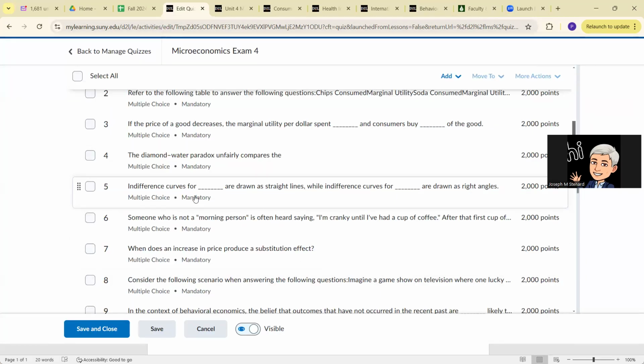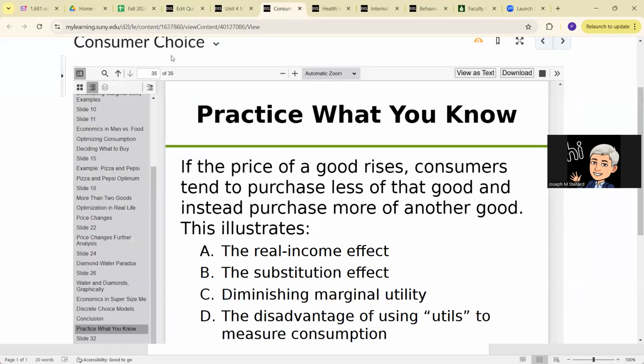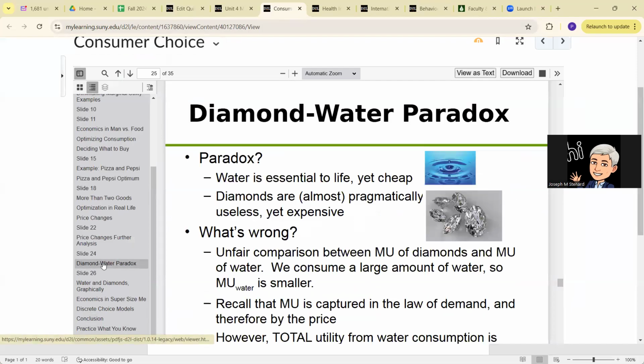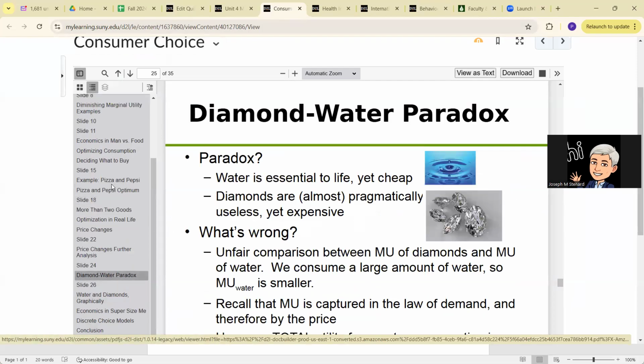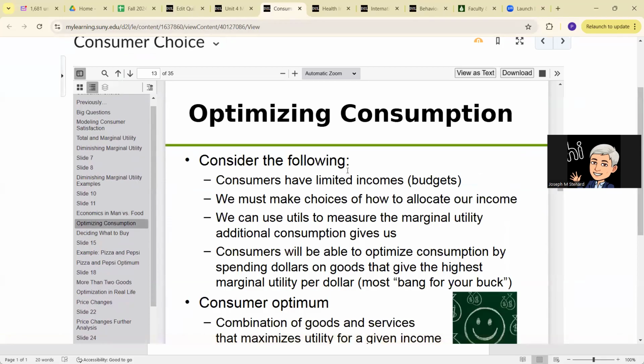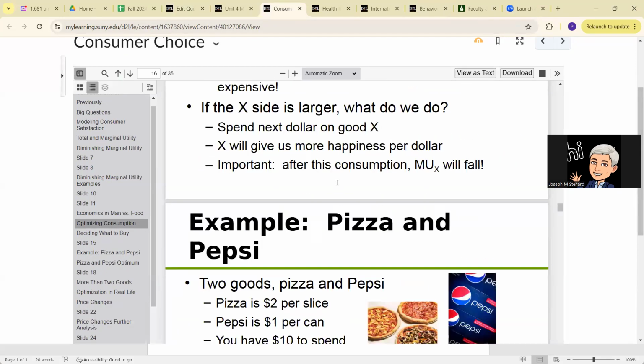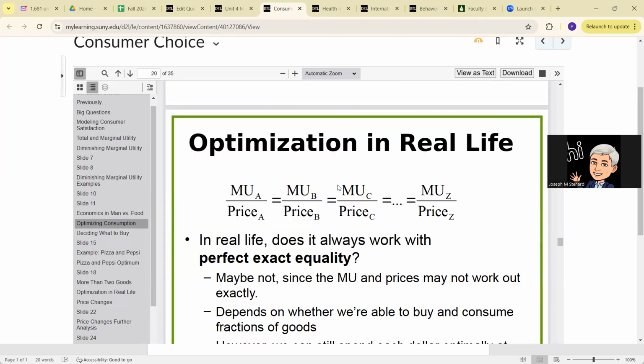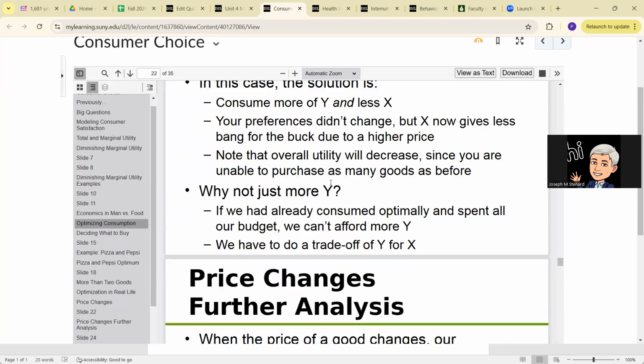Oh, there we go. Indifference curves have to do with consumer choice theory, and I'll let you look that up. But that question about indifference curves is going to be in this one about consumer choice. There's the slide about diamond water paradox. This is the one about optimization and indifference curves.